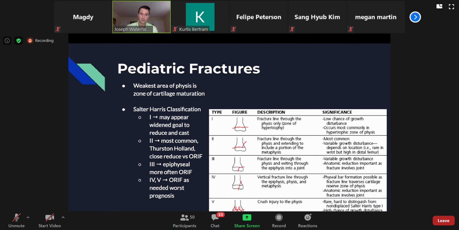So Salter-Harris, the classification, type 1. So it might look widened, it might look kind of askew off of each other.